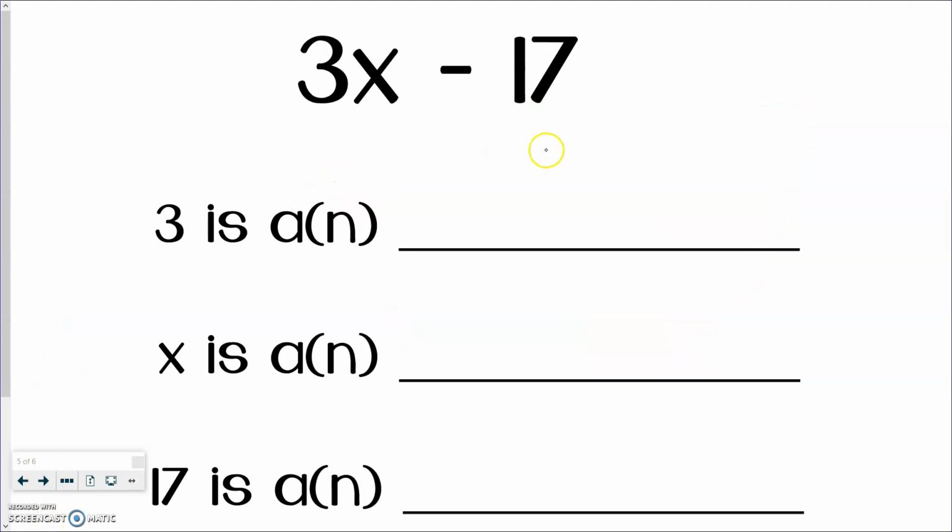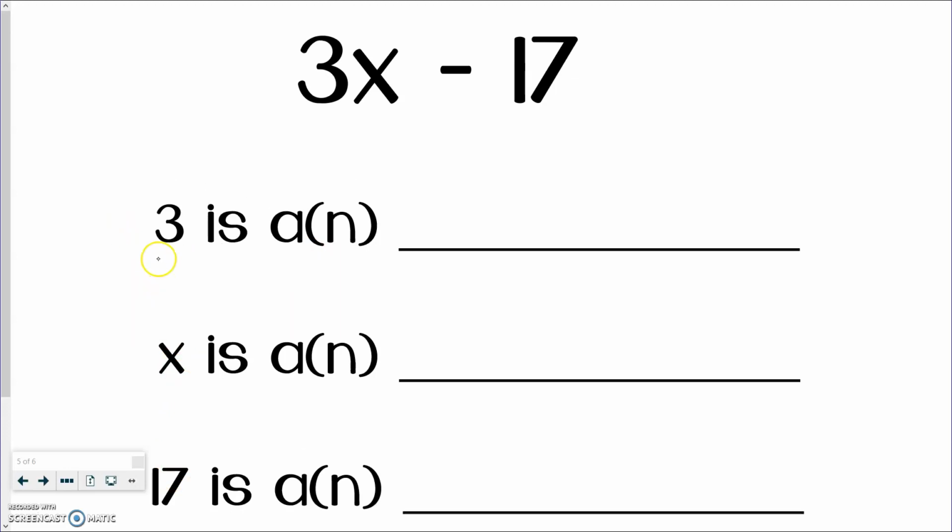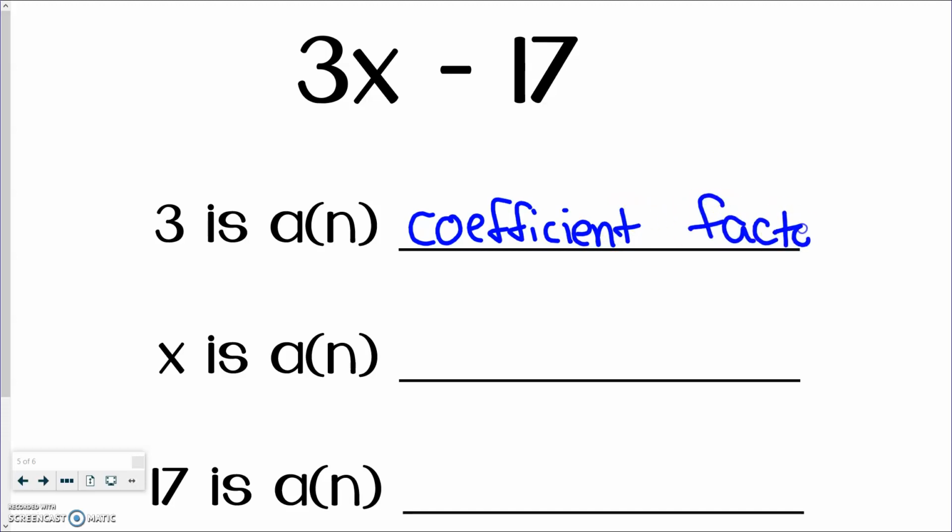So here's another expression, and we're going to list all the names of the particular parts of the expression. So if I look at 3, I notice that 3 is being multiplied to x. So that means that 3 must be a coefficient. Okay? But I also know that because it's being multiplied, anything that you multiply together is also a factor. So it is both of those words, coefficient and factor. Coefficient because it's being multiplied to a variable, factor because it's something being multiplied.